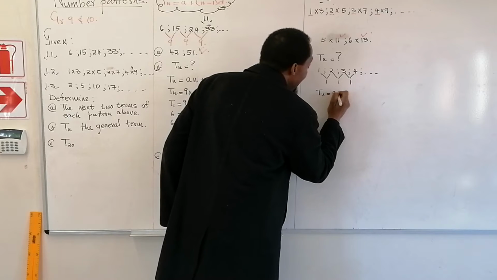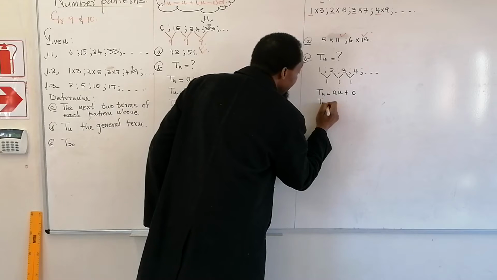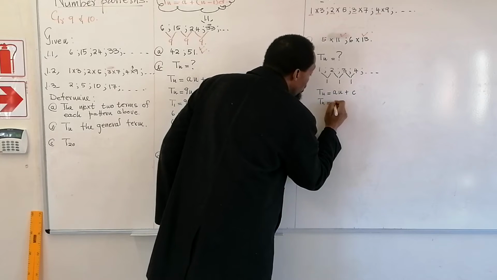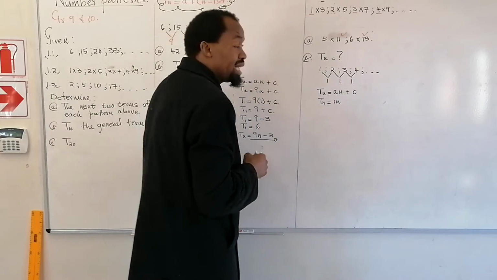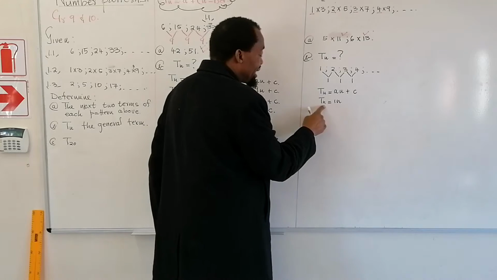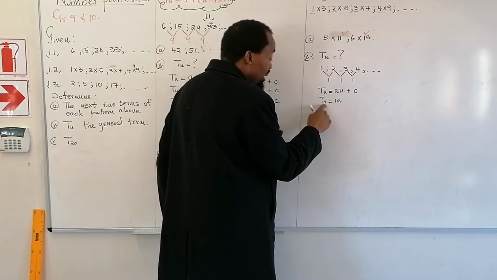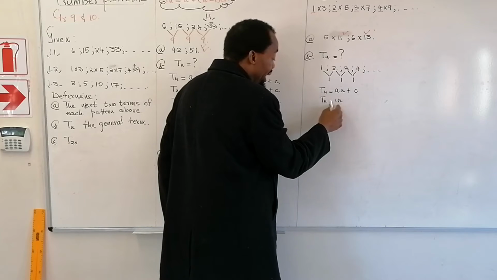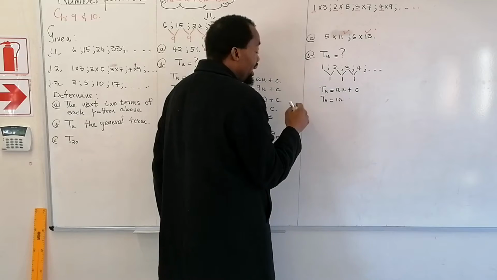It is an plus c, that is Tn. My a is 1. It will be 1n plus c. Now, let's use the inspection method. I want term number 1. Term number 1, it means I must substitute 1. It will be 1 times 1, which is 1. Term number 1 is 1.